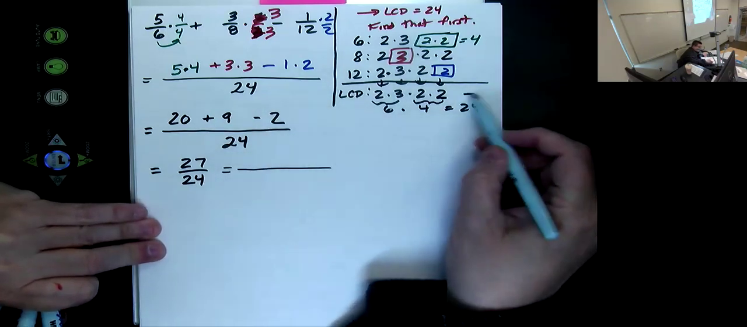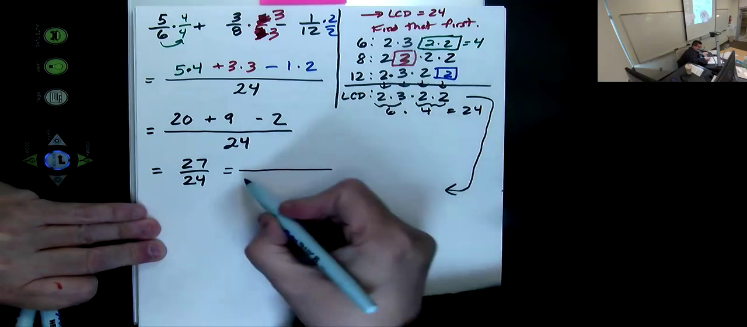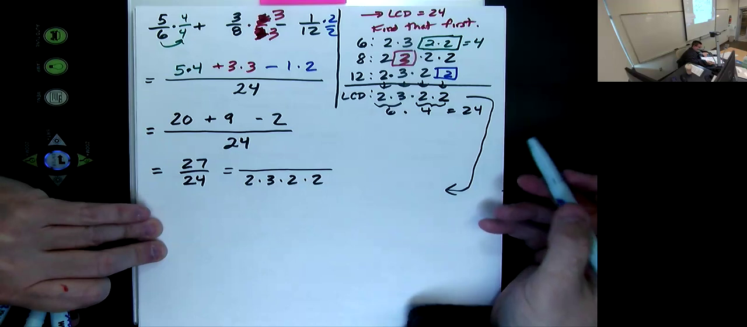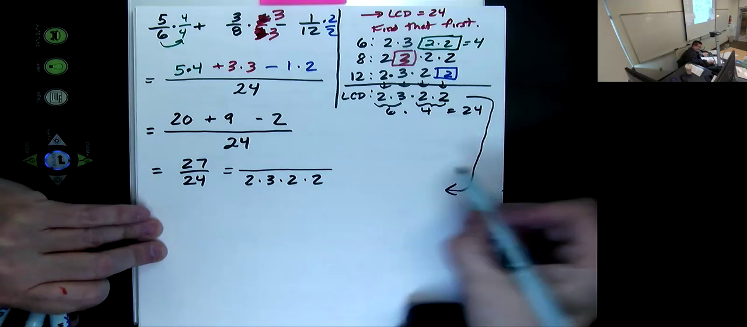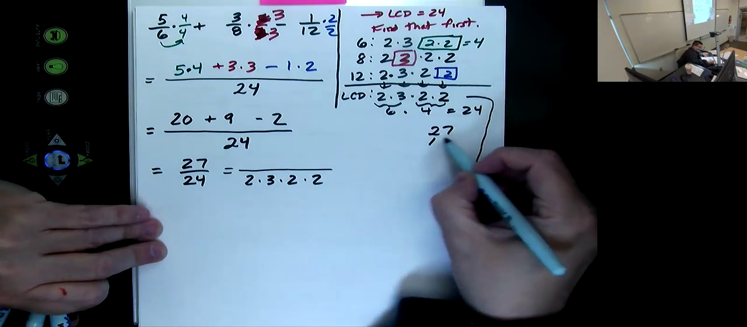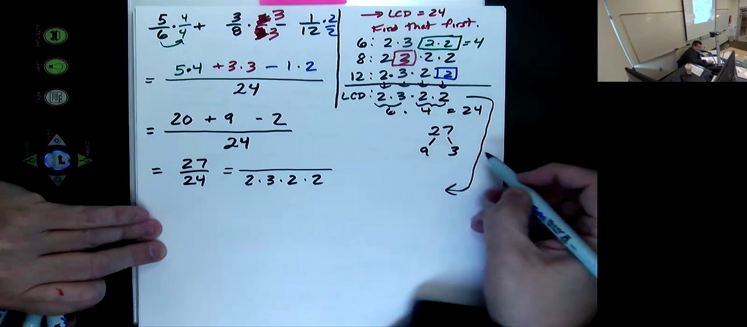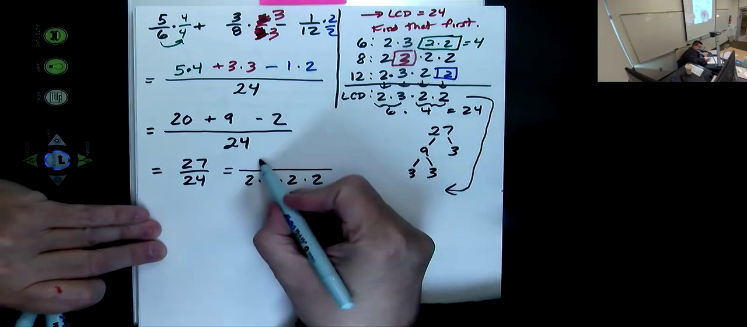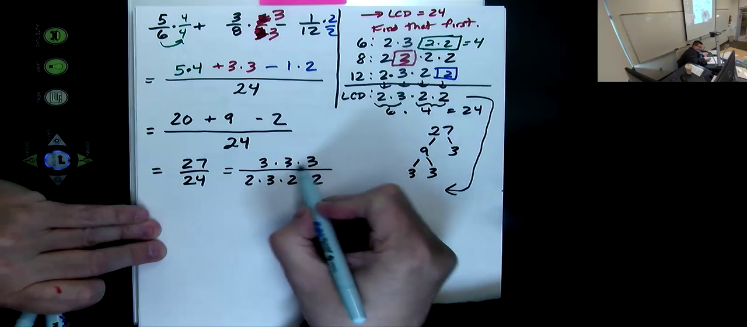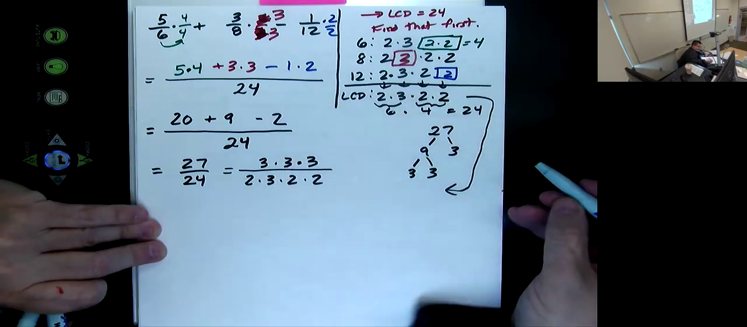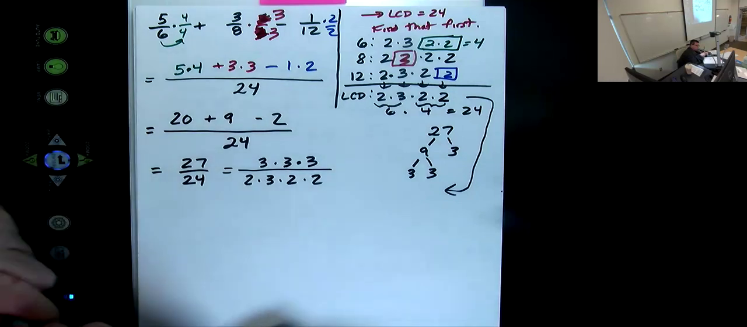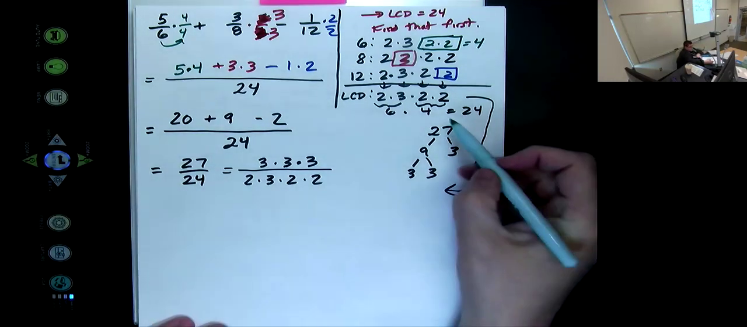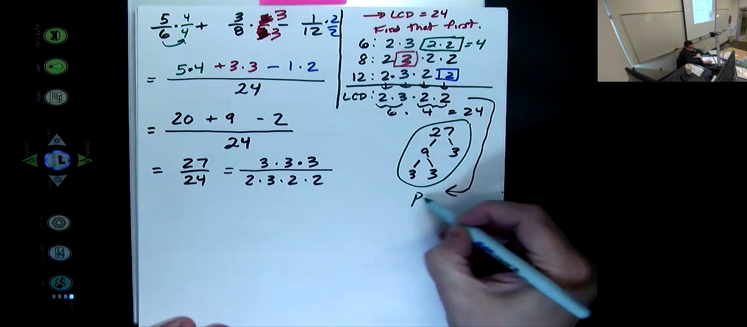The bottom, you don't have to reinvent the wheel. You already have the factors. Just bring that down and write it down. You've done the table. 27 is 9 times 3. And 9 is 3 times 3. So the top is 3 times 3 times 3. Doing this is called a prime factorization tree.